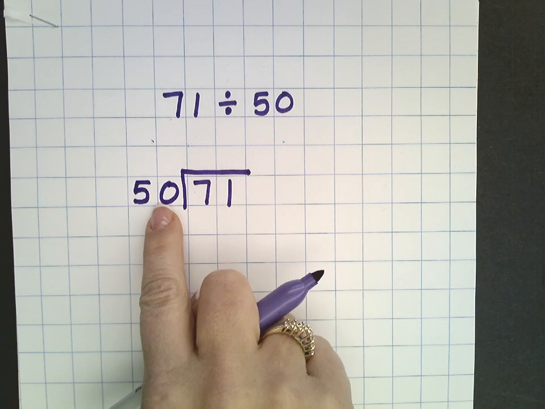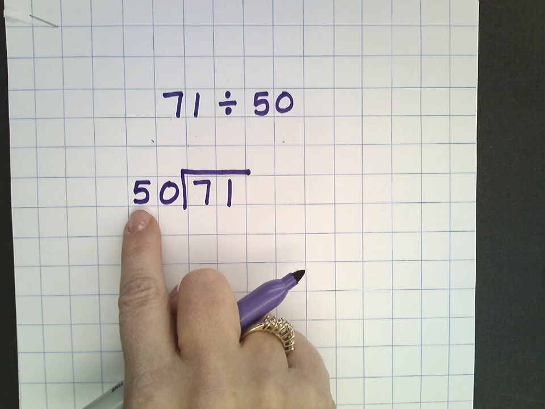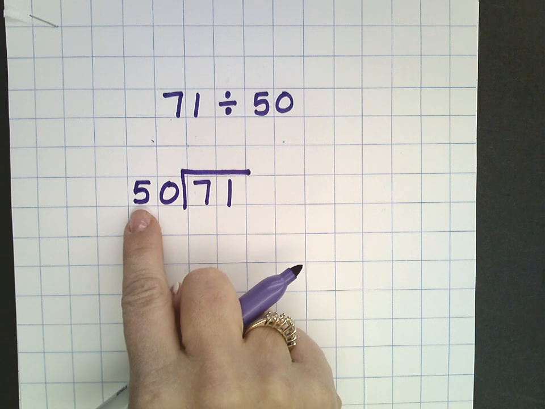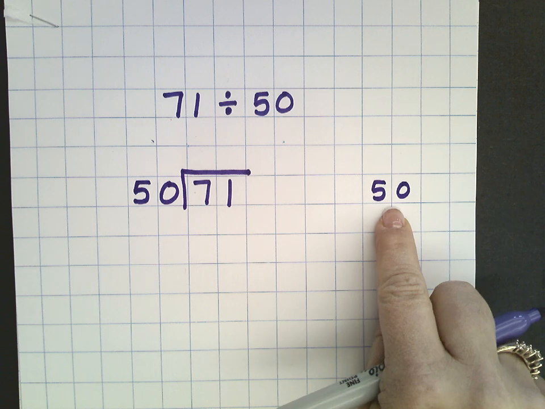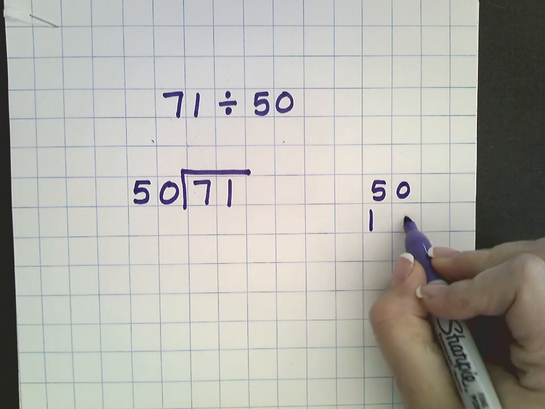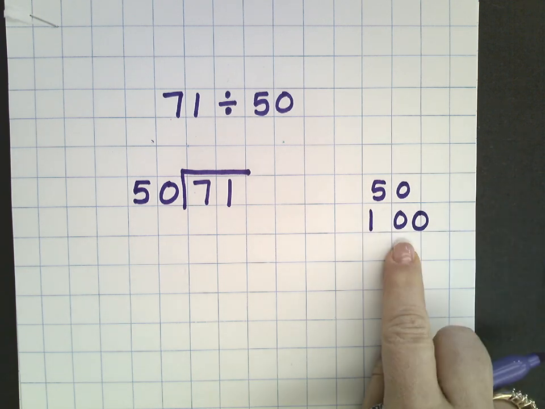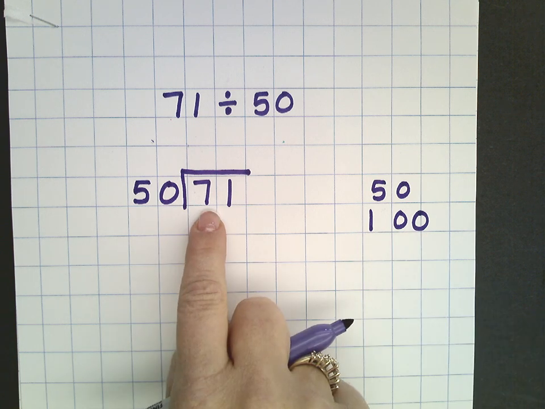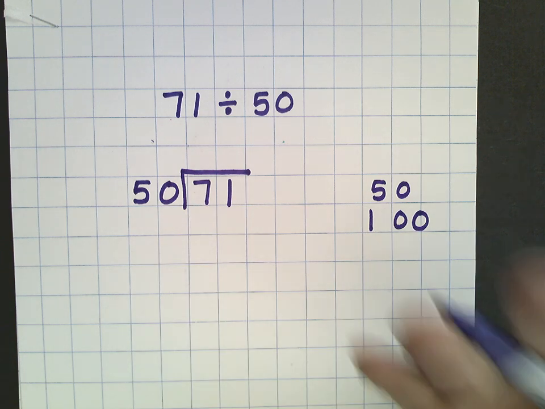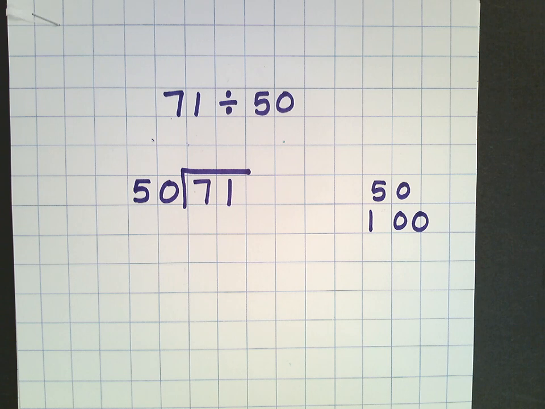So 50 is going to be our divisor. Notice it's like your 5 facts. So I'm going to come over here and I'm going to list some 5 facts. So I got 50. I got 100. But look at it, I'm not going to go any further because this 100 is already bigger than this 71. So now I'm ready to start dividing.